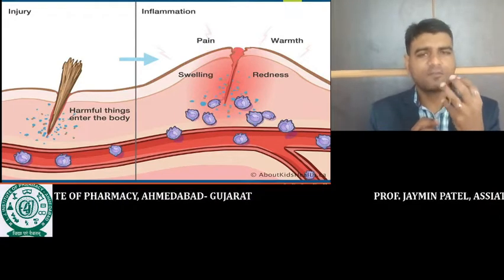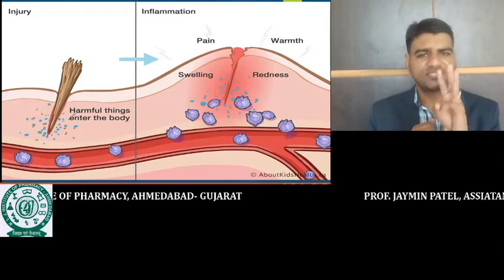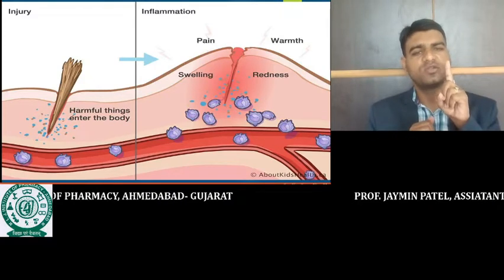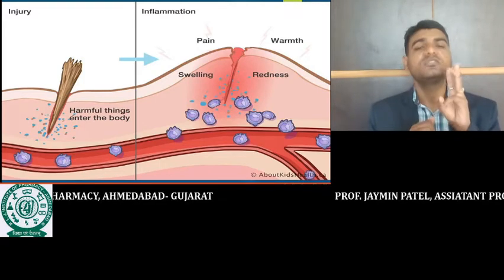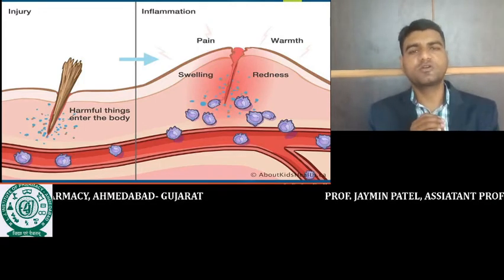So these are the steps of the inflammation. Inflammation is a three-step process. First one is the vasodilation. Second one is the increase in capillary permeability. Third one is the influx of phagocyte cells.